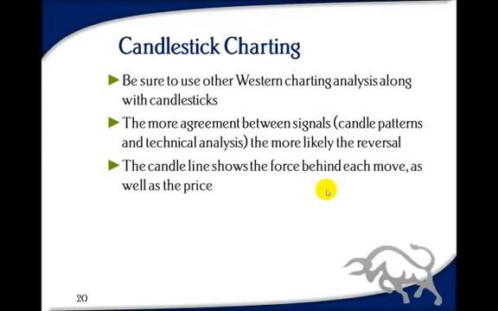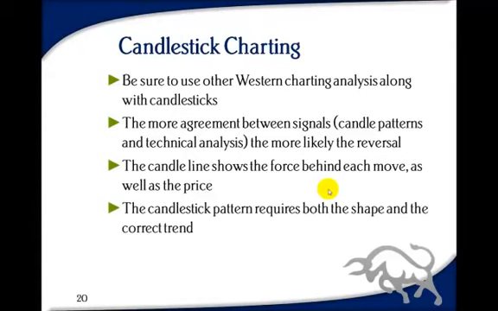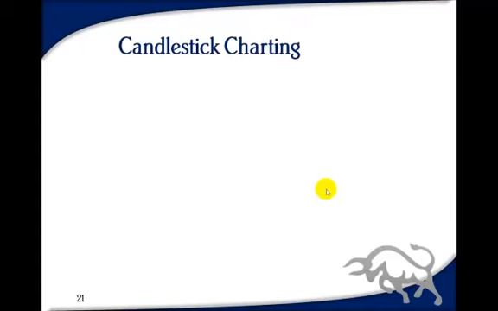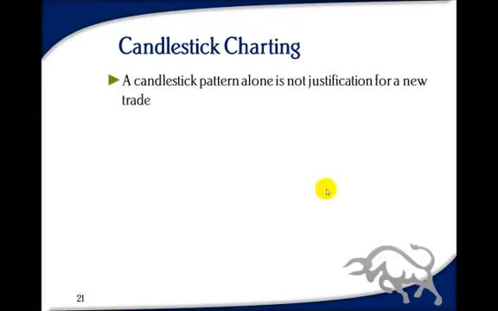A candle line shows the force behind each move as well as the price yesterday. The length of the body can show the force. If the length is short, then it's a hesitant market. If the length is long, then it's a strong market. The candlestick patterns require both the shape and the correct trend. Yes, as I said in the beginning, for a pattern to make sense as a reversal, it has to be in a trend. So don't just look for the pattern randomly; look for where it's in the correct trend, and the reversal will have more of an effect.